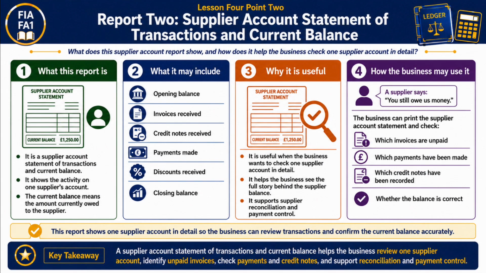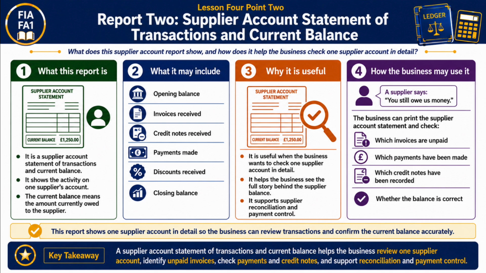Supplier account statement of transactions and current balance. The second report is a supplier account statement of transactions and current balance. This report shows the activity on one supplier's account. It may include opening balance, invoices received, credit notes received, payments made, discounts received, closing balance. The current balance means the amount currently owed to the supplier. This report is useful when the business wants to check one supplier account in detail.